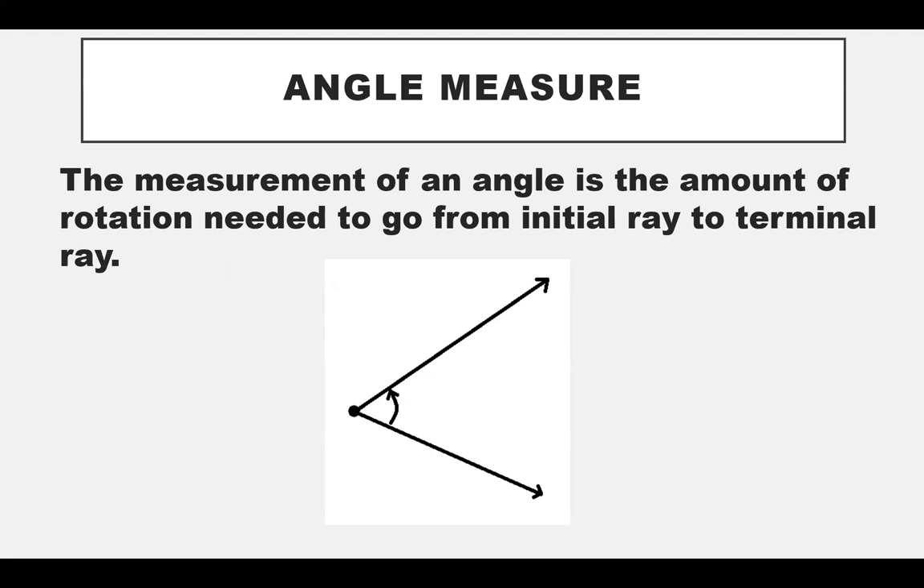Now, the measurement of an angle is the amount of rotation needed to go from the initial ray to the terminal ray. So if we're looking at this being our initial ray and this being our terminal ray, how much did I have to rotate to get from here to here?